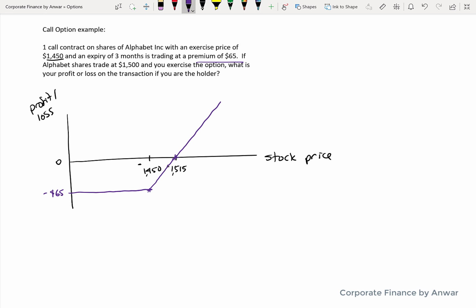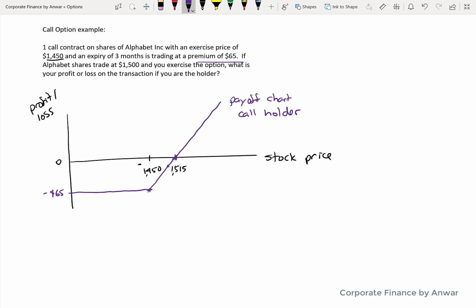And if I connect those two, I'll get the chart. It's an upward sloping curve. The further right you go, the higher the stock price goes, the more you'll make. So this is the payoff chart for a call holder.